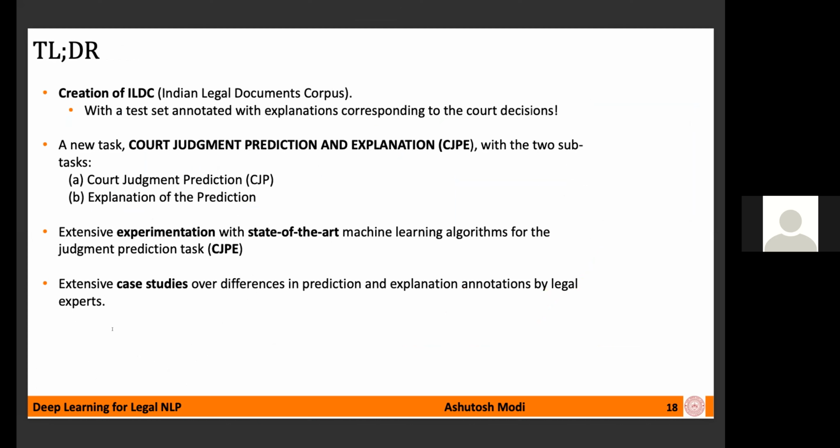So let me outline the main contributions before I go into details. We create the ILDC corpus, or Indian Legal Documents Corpus. As the name suggests, it is a corpus of Indian legal documents containing around 32,000 documents. In addition to that, we provide a subset of ILDC documents which are annotated with explanations corresponding to the court decisions. And then we introduce a new task, court judgment prediction and explanation, or CJPE for short, which, as I said, has two subtasks: court judgment prediction and explanation of the prediction.